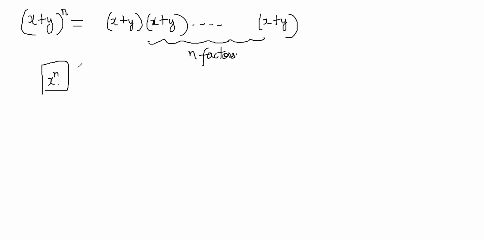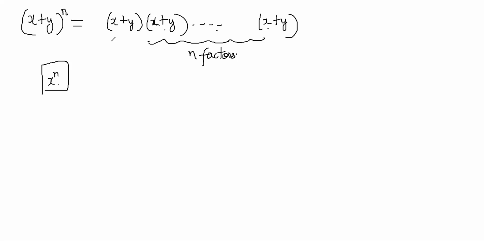So how will you ever get an x power n, right? The way you will get an x power n is to select all the factors and pick x from each, right? Only multiply it with the x part, right? And keep multiplying, right?